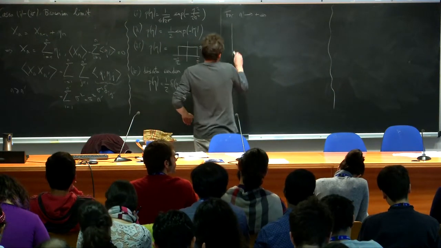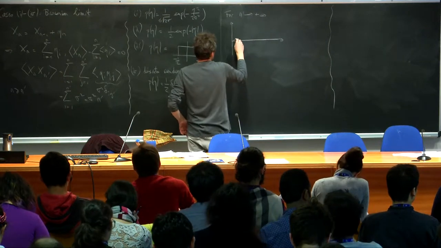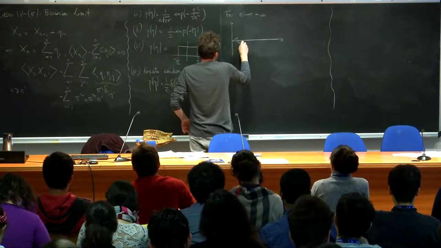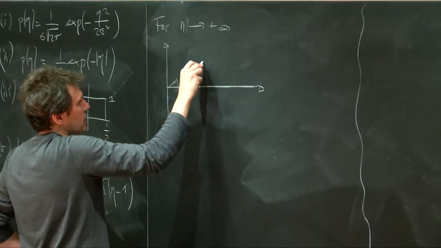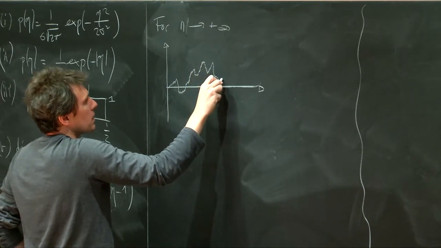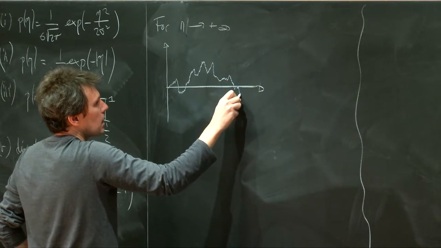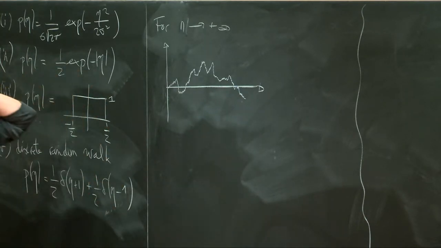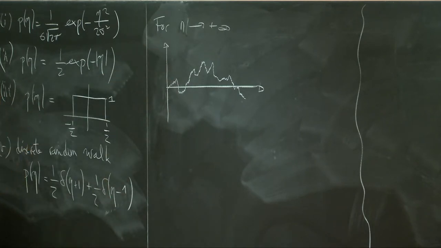So typically what will happen if you really look at the large n limit, you start at zero and you will have this kind of motion, right? This kind of motion, I guess you have seen many times. So the trajectories look continuous and they typically look like that. The path itself looks a bit rough, but it is continuous.